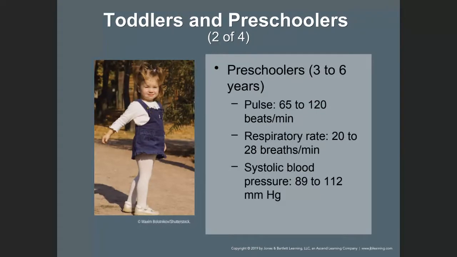And for the preschooler, it is 3 to 6 years. During this stage, the pulse is going to be 65 to 120 beats per minute. Respiratory rate is 20 to 28. Systolic blood pressure is 89 to 112.